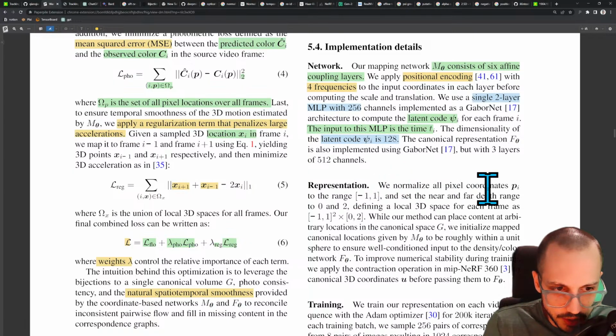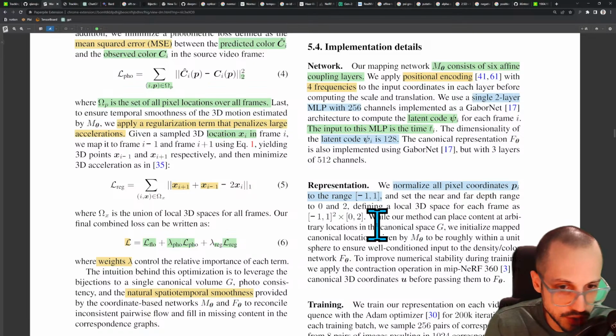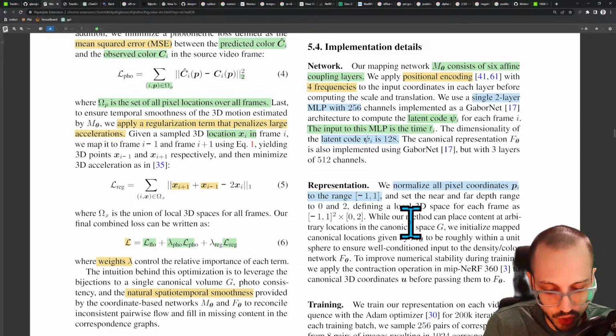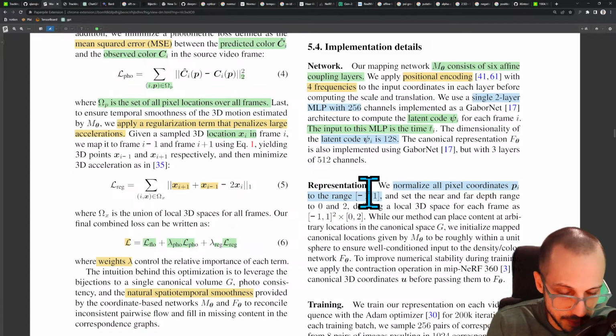We normalize all pixel coordinates pi to the range -1 to 1. Right, so of course, if you're doing anything with neural nets, you want to basically normalize your inputs, and even within the layers of your neural net, right? Layer norm, batch norm, all of those are basically normalizing within a batch, normalizing within a layer, and so on, and normalizing to make it nicely shaped so that you can tell the outliers from the not outliers.